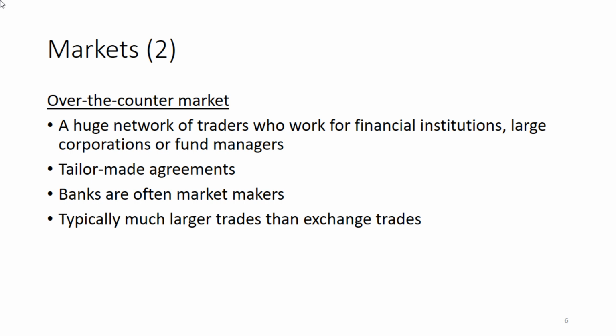The second market is what we call the over-the-counter market. In the over-the-counter market, there's far less standardization. You have to think of the over-the-counter market as a huge network of traders who work for large financial institutions, or for large corporations, or for fund managers. There are no standardized contracts so much in this market, but it concerns more tailor-made agreements.